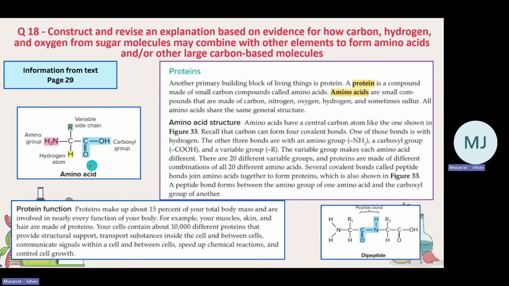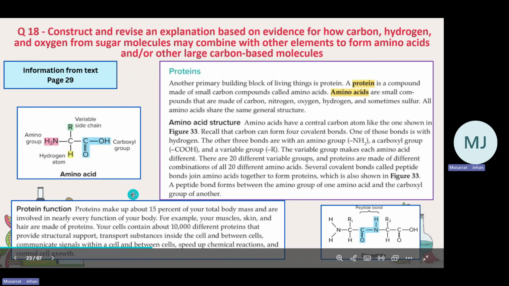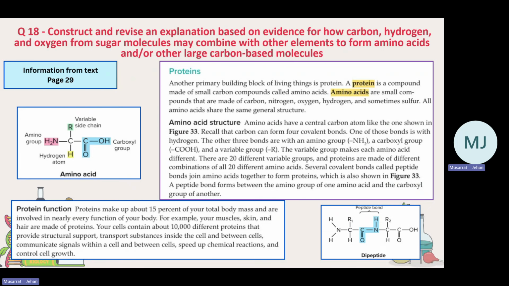What is the function of protein? 15% of our total body mass is protein, involved in nearly every function of our body. Our muscle, skin, hair are all made up of protein. Our cells contain 10,000 different proteins. They provide structural support, transport substances inside the cell and between the cells, and communicate signals within the cell and between the cells. They speed up chemical reactions and they control cell growth.